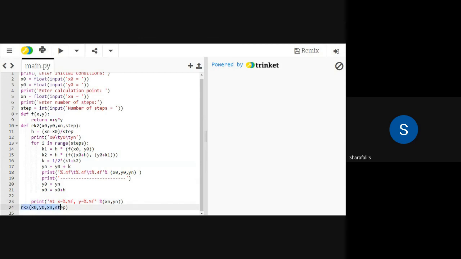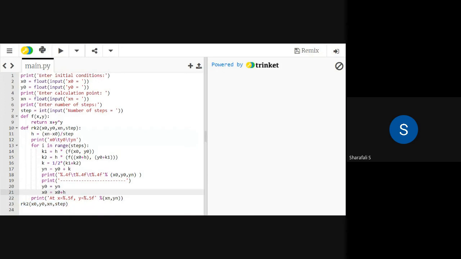And then rk2. After this we are calling that function. Here I'm just defining that function. This is my function, and at this step only I'm calling that function. Okay, so here I will be calling that function, and all these steps will be executed and the program will be terminated.